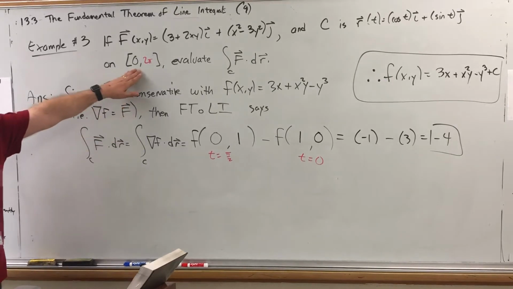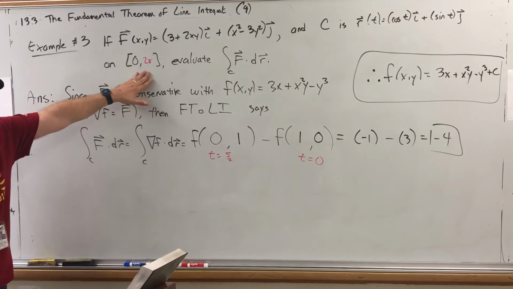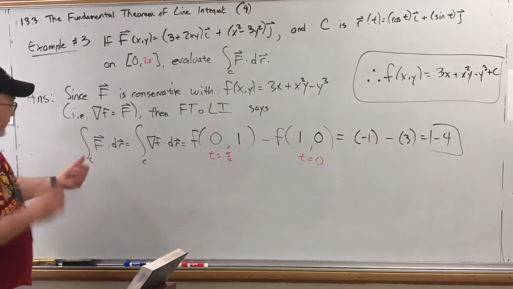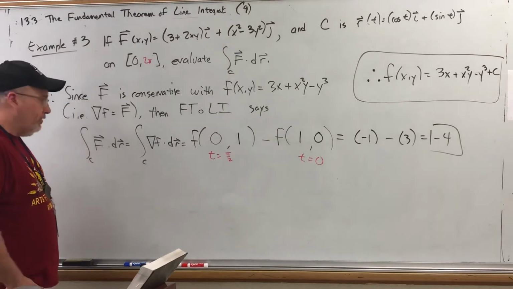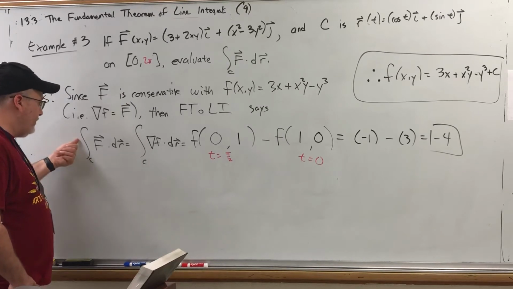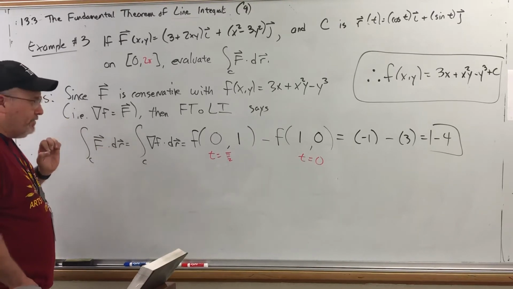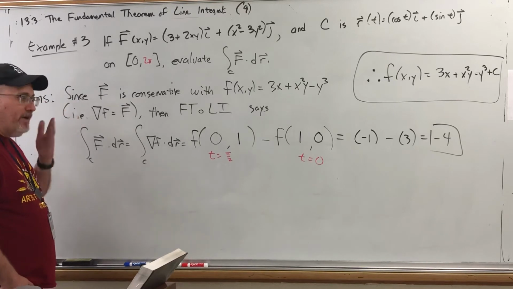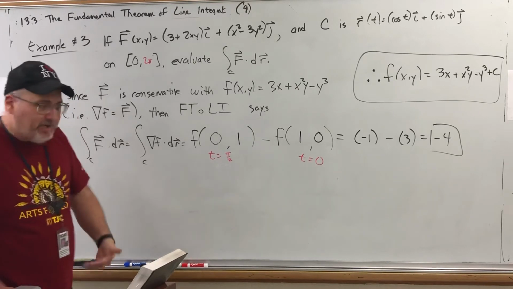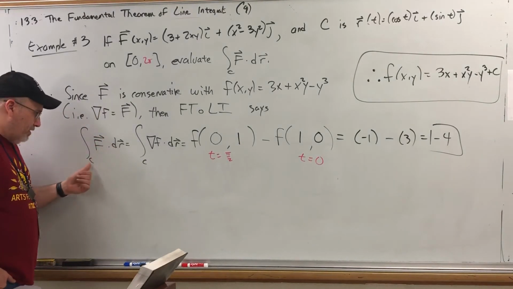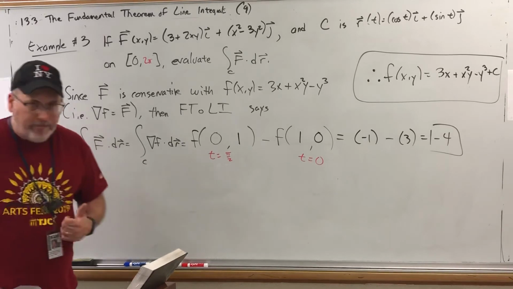If we extend the interval so that the curve is the whole unit circle, then it is a closed curve. We already know that this is a conservative vector field. And the line integral over any closed curve of any conservative vector field is always 0. So sometimes it pays to think about, is there anything I can do to make this problem easier? Being conservative and being a closed curve makes the problem over because it's equal to 0.